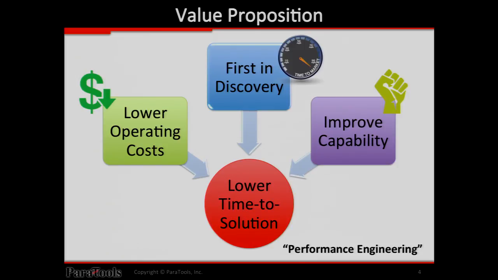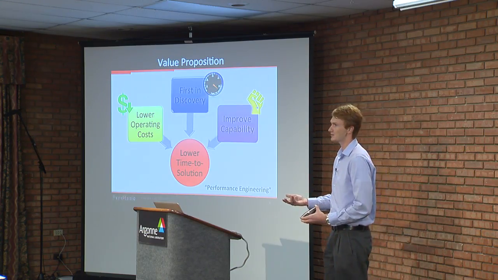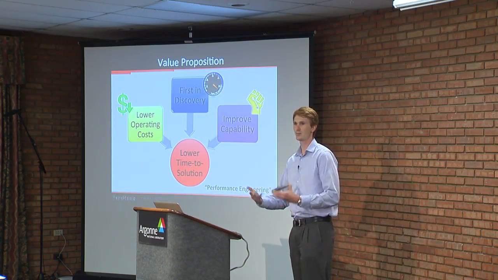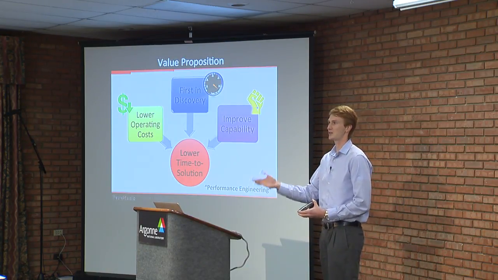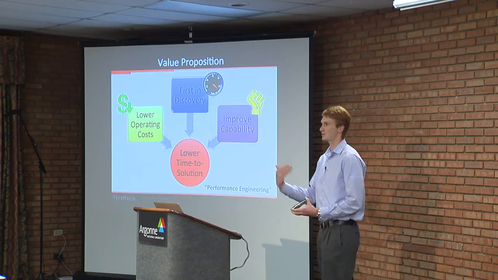The idea is that if you can lower the time to solution in your scientific code, your HPC code, whatever it may be, on any platform, you're going to lower your operating costs, right? You're going to get more science for your power. That's a good thing. You can be the first to discovery by reducing your runtime. You'll get the answer first. You can publish first. It's pretty straightforward.